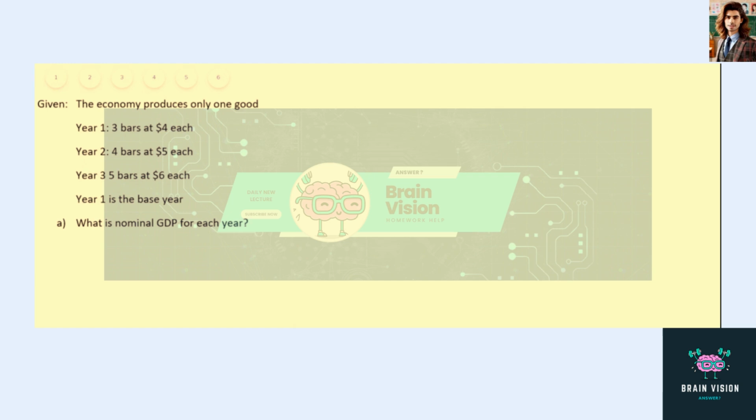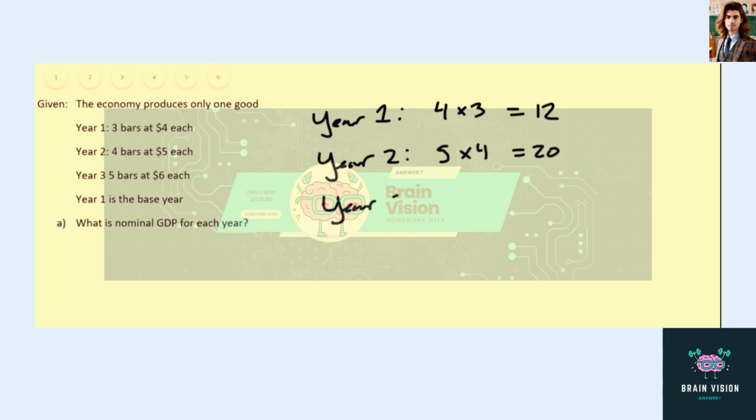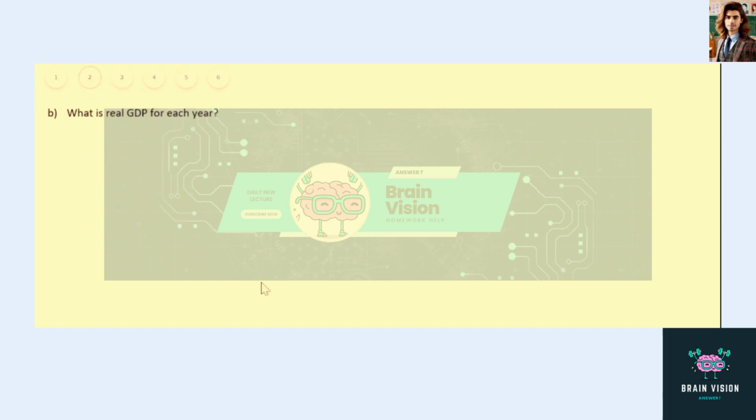And so the first part of the question asks us what nominal GDP is each year. Recall that nominal GDP is just the price of the good times the quantity that's produced. So we have the nominal GDP in year 1 is a price of 4 times 3 bars equals 12. Nominal GDP in year 2 is a price of 5 times the quantity of 4 equals 20. And nominal GDP in year 3 is price of 6 times the quantity of 5 equals 30.